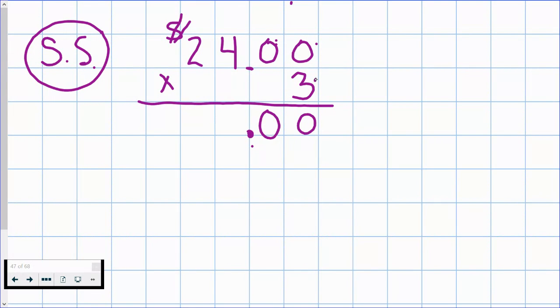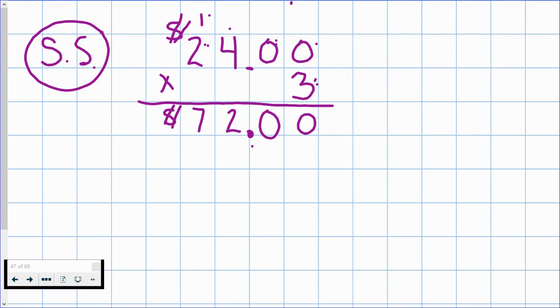So now we're going to multiply 3 times the ones place. 3 times 4 is 12, so this involves some regrouping. We're going to put the 2 at the bottom and regroup the 1. Then we continue with our multiplication. 3 times the tens place. So 3 times 2 is 6, plus 1 is 7. So we have a total of $72.